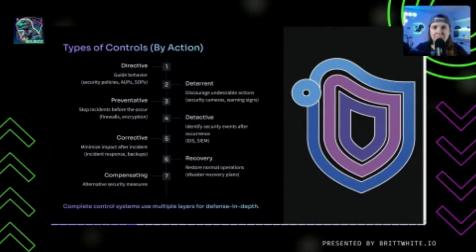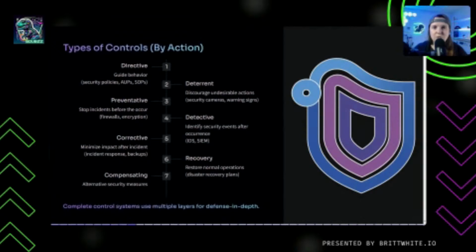Corrective controls minimize the impact by remediating the damage after a security incident. Incident response procedures, system backups, and anti-malware software removing the malware from the system are all corrective controls. Think of a fire extinguisher. It minimizes the impact of a small fire so it doesn't grow into a larger fire, causing more damage.